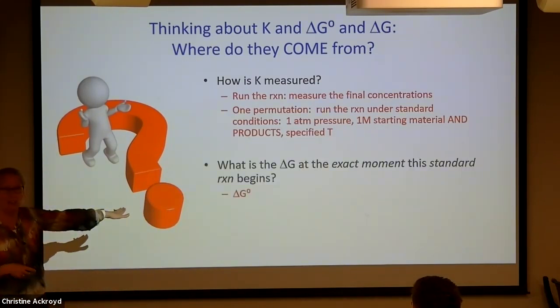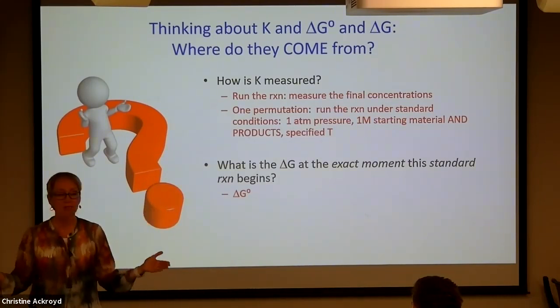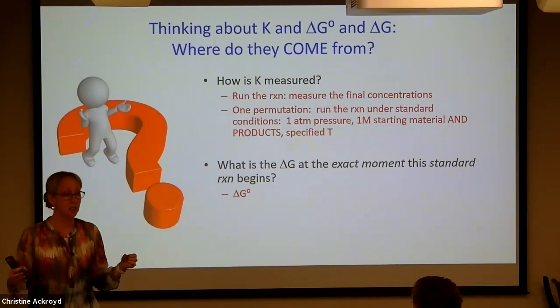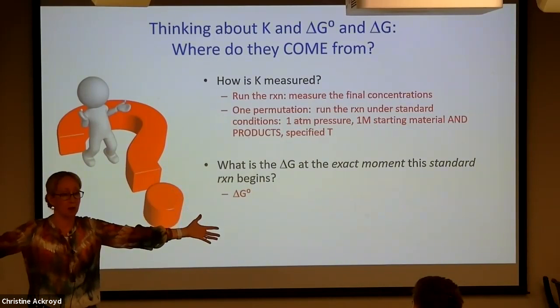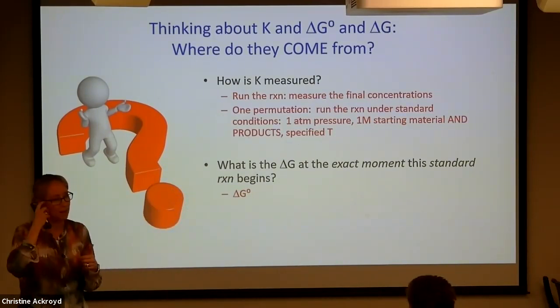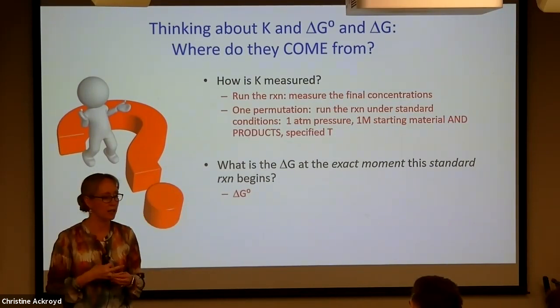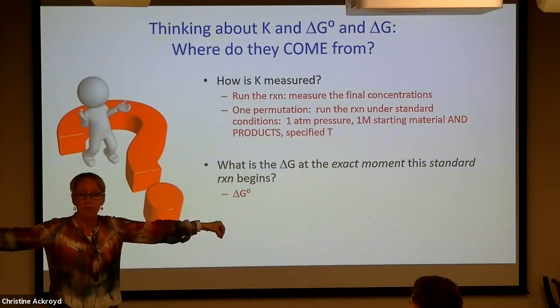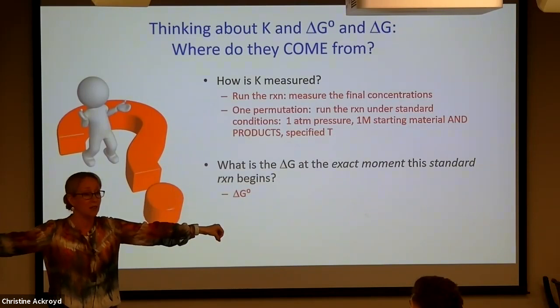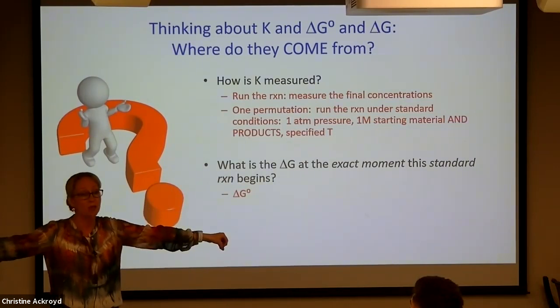It's delta G naught. So delta G naught is the value of delta G you would get for a reaction where all starting material has the same amount of starting materials and products. Okay, now K tells you which side the equilibrium lies on, right? And if we start a standard reaction with equal amounts of starting material and products, does the sign of delta G naught tell you which way the equilibrium lies?